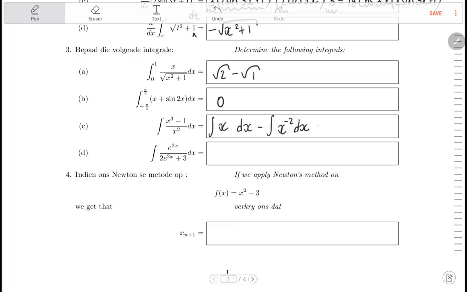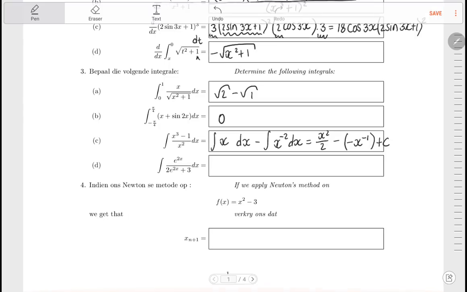When I integrate this, that's really easy. So it's simply going to be x squared over 2 for the first one, and then for the second one, it's going to be minus, and then I have minus x to the minus 1. And what should I not forget? I don't have any bounds. So it's an indefinite integral, so it's plus c. And then we can write that a little bit nicer as x squared over 2 plus 1 over x plus c.